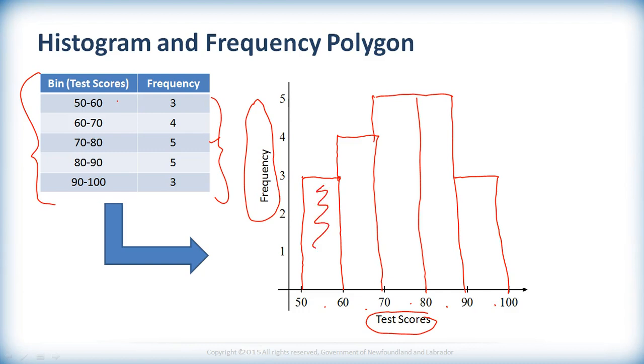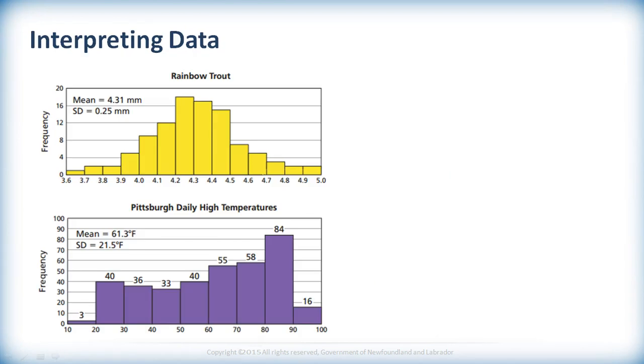Some folks tell you you're supposed to shade those in or whatever, but it's not really all that important. So that's what a histogram is. So it sort of gives us an idea of how the data are distributed or spread out. So here are 2 examples.